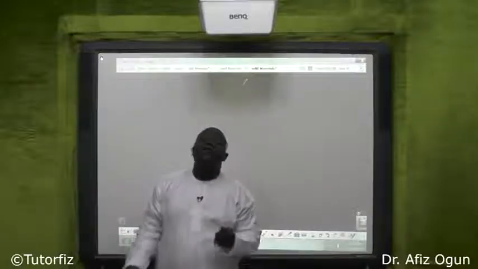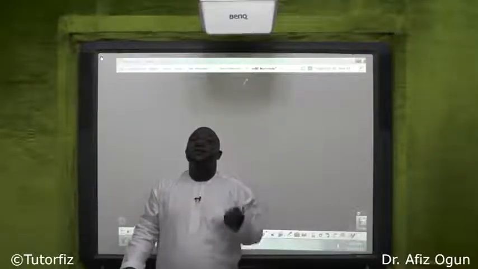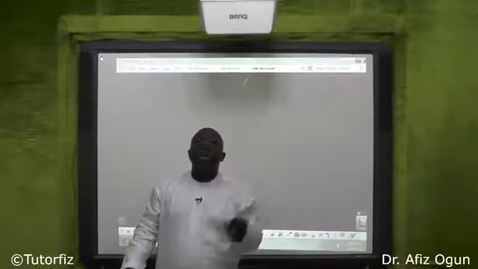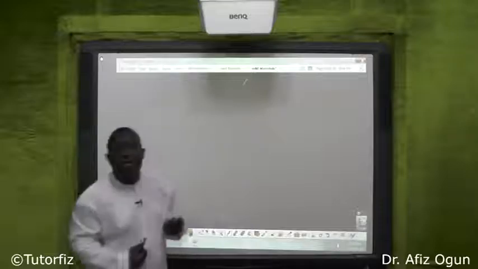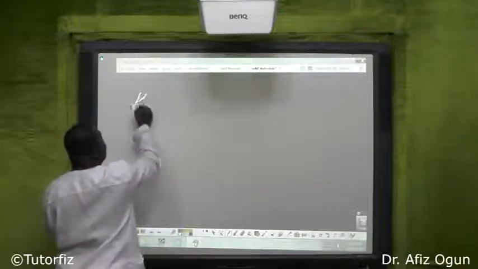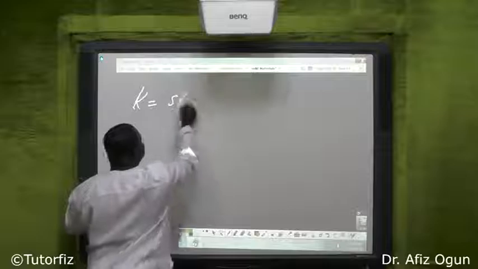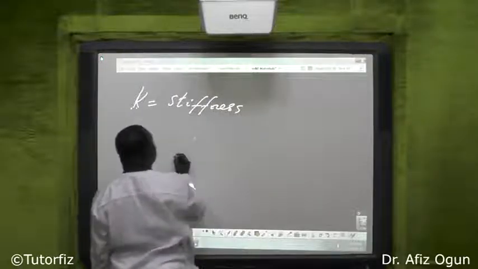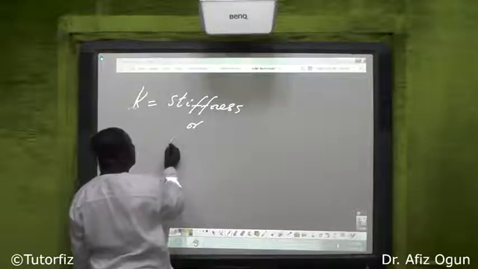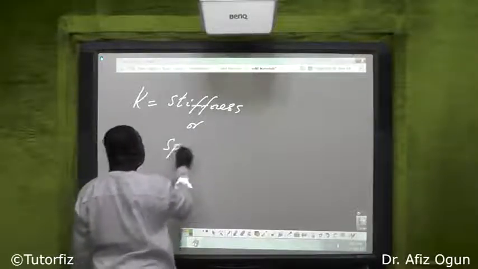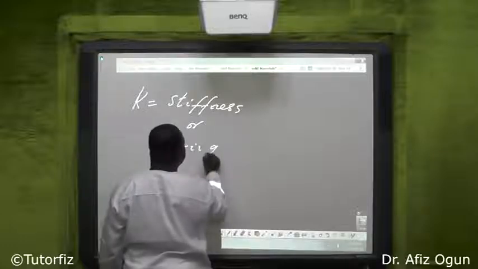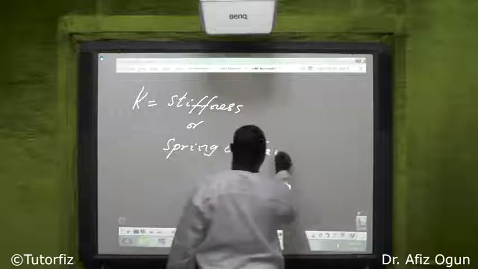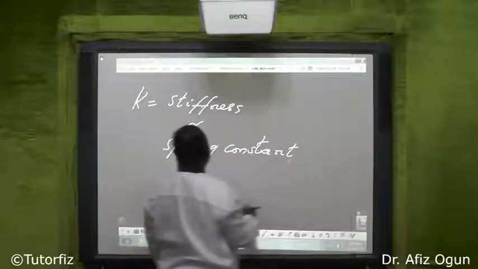If it is a wire, you say it is the stiffness of the wire. If it's a spring, you say it is the spring constant. K is either the stiffness of that sample we are talking about, or if it's a spring, we say it is the spring constant, or the stiffness of the spring.